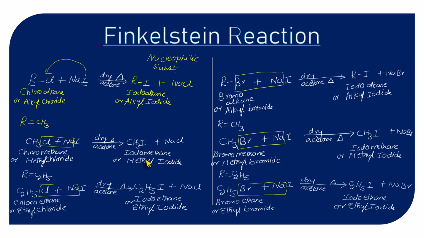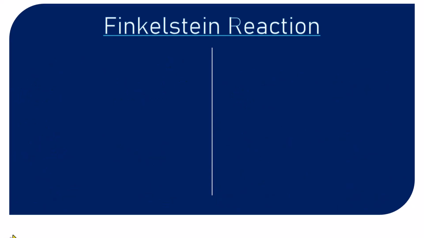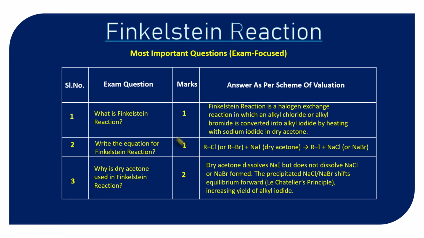Now you learned how to write the general reaction equations by taking the chloroalkanes or alkyl chlorides or the alkyl bromides and converting them into respective alkyl iodides. And in each case we have learned it with 2 examples. Now let me just show you how exactly the question on the Finkelstein reaction is asked in the examination. These are some of the ways that the examiners might ask questions in the exam for you.